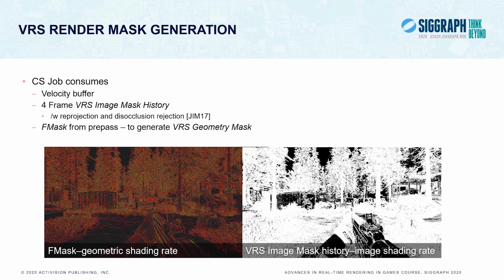In order to generate the VRS render mask, we need the following data: a velocity buffer for correct reprojection; an image mask history buffer containing the last 4 frames' worth of VRS mask that we just generated, which we can reproject and disocclusion cull in one single go; and fmask that is read from prepass buffers. Fmask is used to generate the VRS geometry mask, which is an auxiliary optional buffer that's used to finally guide higher frequency sampling on geometry edges if necessary.